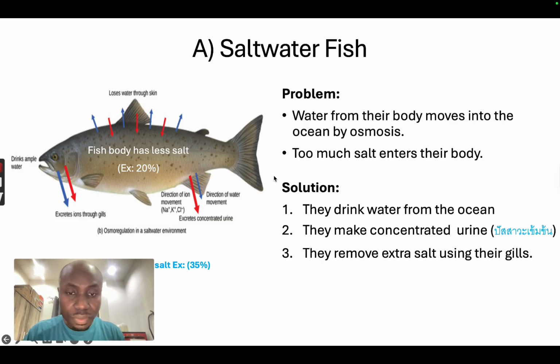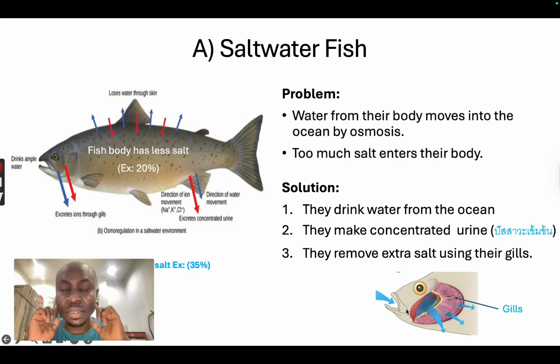Number two, they make concentrated urine. The urine is very concentrated. They don't have too much water in their urine. They want to keep more water in their bodies. And the third one is because too much salt is moving into the body, they have to remove some of the salts through their gills. They have special cells that help to remove some salt from the gills. So this is what osmoregulators that live in salt water do.